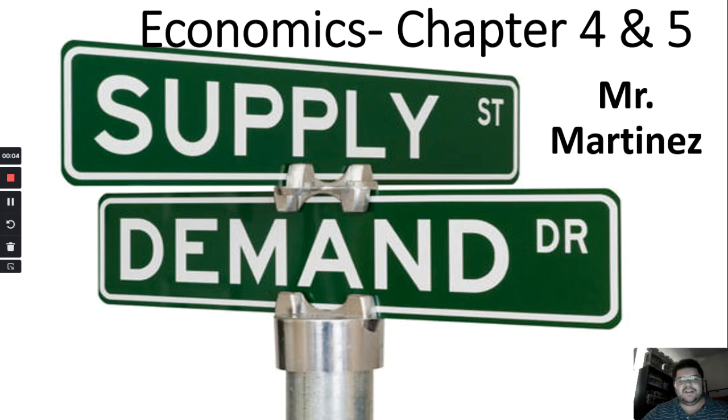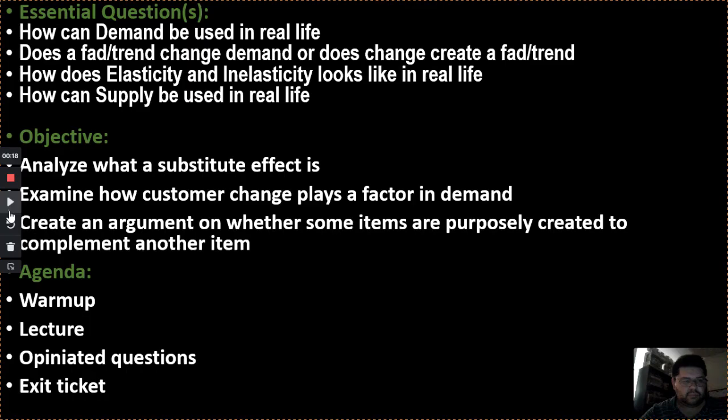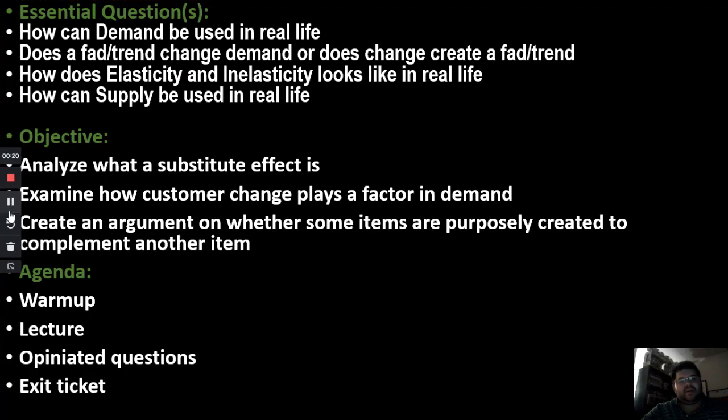I'm glad you're here. So today we're going to be talking about the beginning parts of supply and demand. We're going to talk about demand first. Okay, so let's go ahead and get started with this lesson. We're going to analyze what a substitute effect is, examine how consumers' changes play a factor in demand, and create an argument on whether some items are purposely created to complement another item.